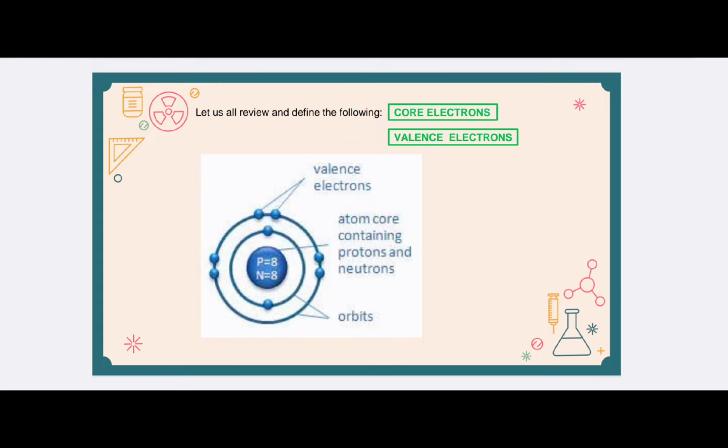Core electrons are in the inner shells. Valence electrons are in the outer shells. Elements in the same column in the periodic table have the same number of valence electrons, because it is the major factor determining an element's chemical properties.